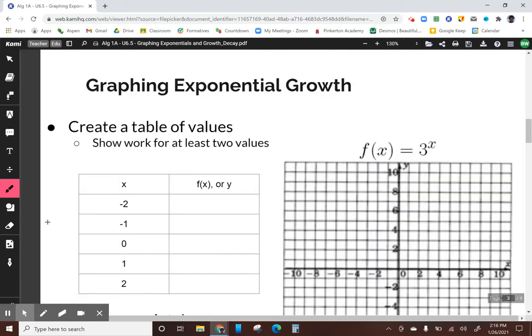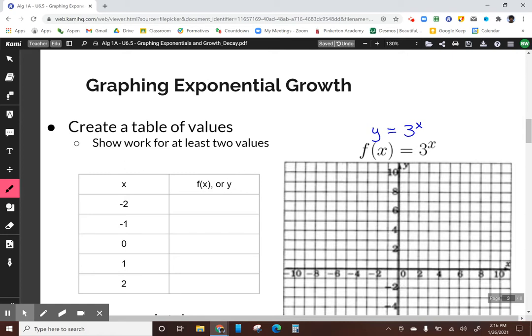So here we have our first example of trying to graph an exponential growth equation. On the right, you can see f of x equals 3 to the x. Let's just remember that f of x and y are interchangeable. So this could say y equals 3 raised to the x power.